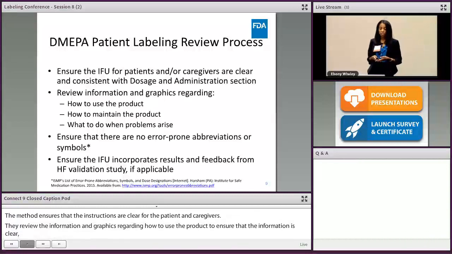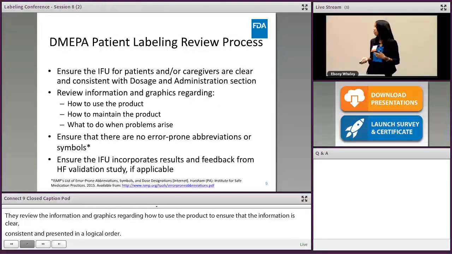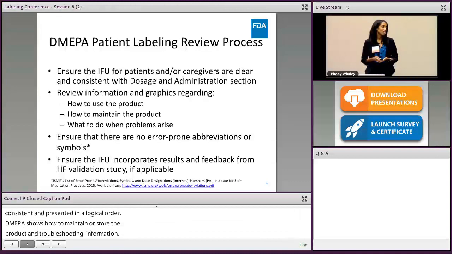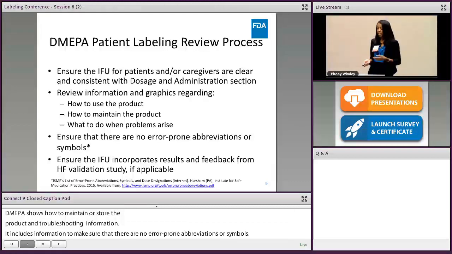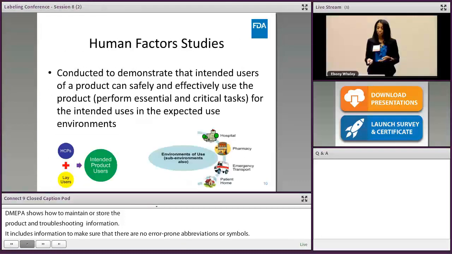DMEPA also reviews the information regarding how to maintain or store the product and troubleshooting information. DMEPA review includes ensuring that there are no error-prone abbreviations or symbols. While we all might know what BID or TIW means, this might not be readily understood by our lay users. And lastly, if human factors validation studies are conducted to support instructions for use, DMEPA will review the results from that study to determine if feedback should be incorporated into the IFU.